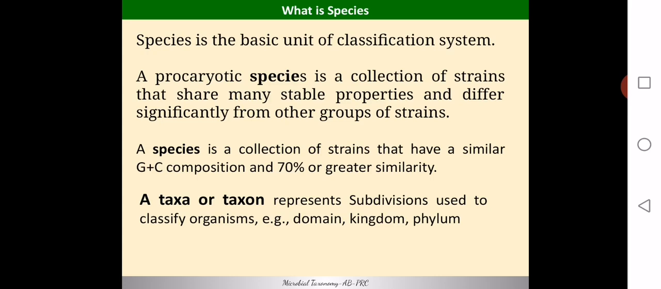That is what a prokaryotic species is. It could also be defined in other ways, like having a G plus C content of similar value, right? So they have a similar G plus C composition, or they could have a similarity of more than 70 percent when you take an overall similarity. So in all those ways, you can define a species. And a taxa or a taxon represents all these subdivisions used to classify organisms, just like we have seen the different hierarchical levels of classification.